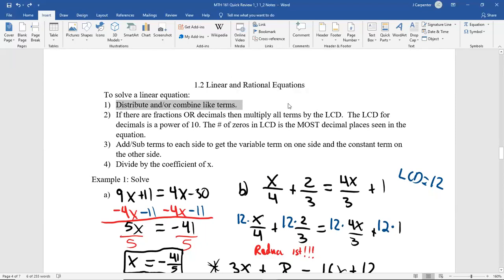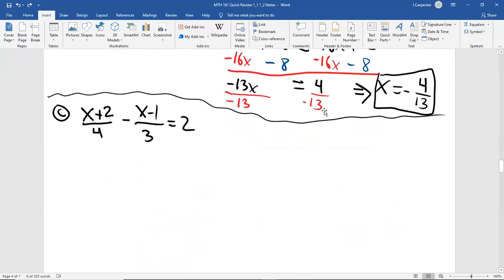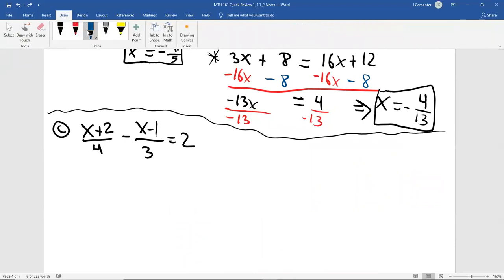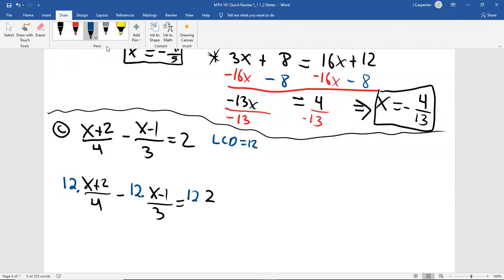So step 2, if there's fractions, multiply all terms by the LCD. We've got a denominator of 4 and a denominator of 3, which means our LCD is 12. Remember, if you're rusty with finding your LCDs, you've got to practice being able to do that. We're going to take each of these bits and multiply them by 12. I'm not multiplying the 12s in the bottom. With fractions, the 12 goes in the top. There's one fraction here, a second fraction here, and then a whole number. Those are the things getting multiplied by the 12. So (x + 2)/4 minus (x - 1)/3 equals 2: we're taking the 12 times this fraction, the 12 times this fraction, and the 12 times this 2.